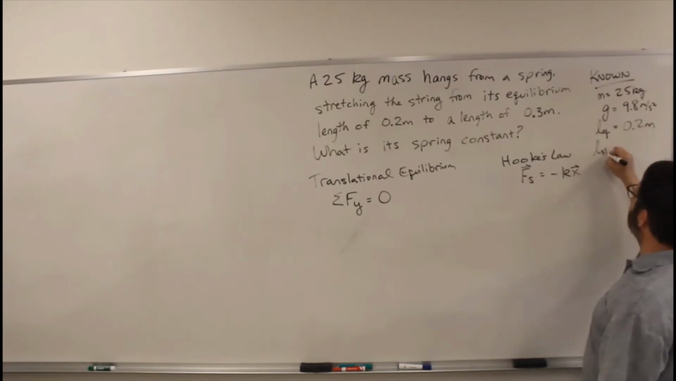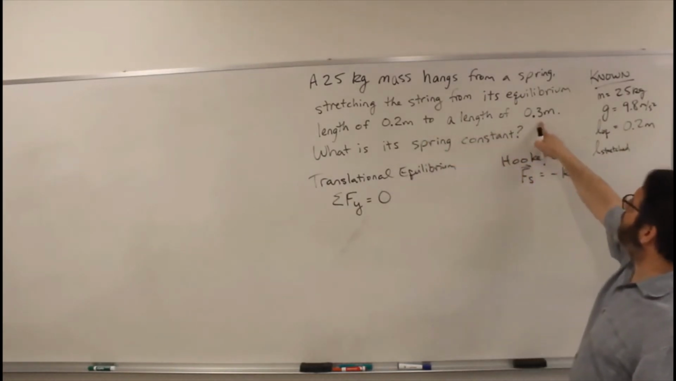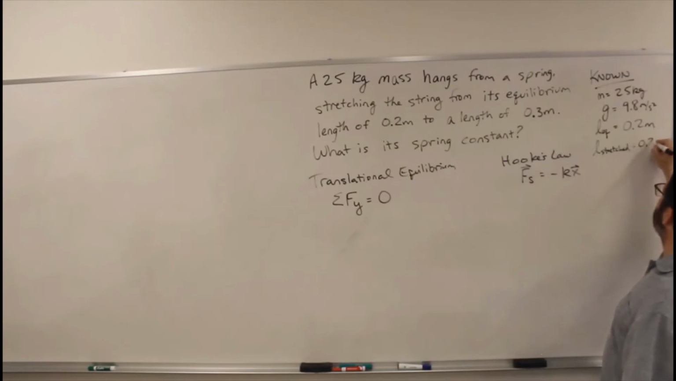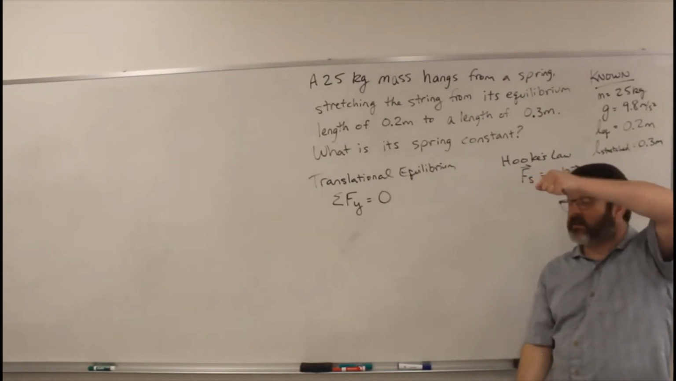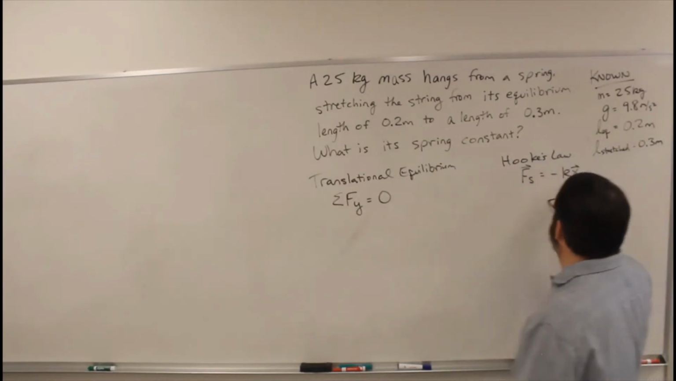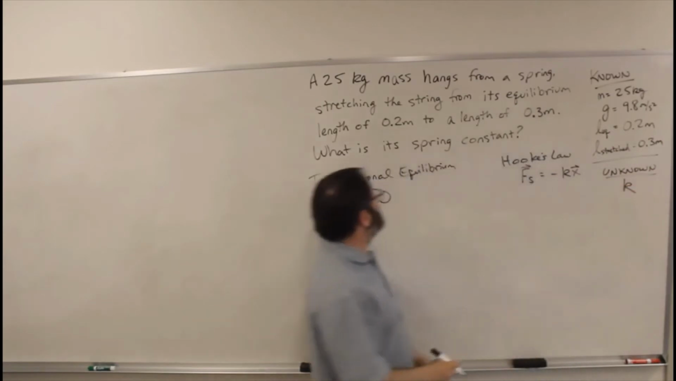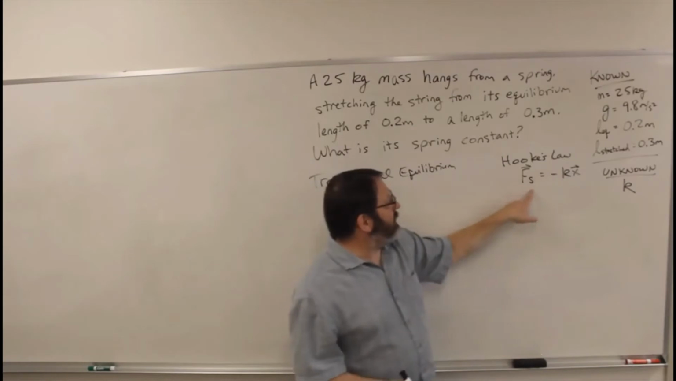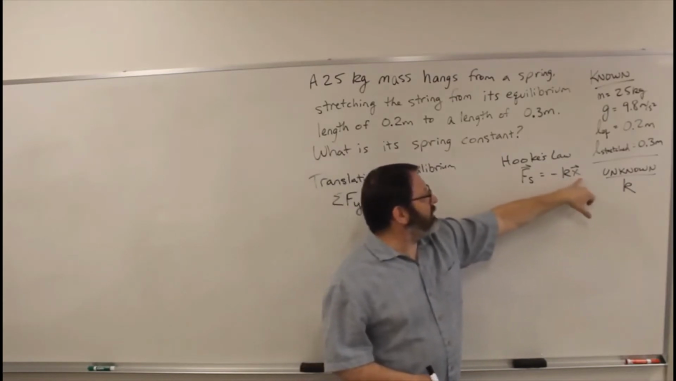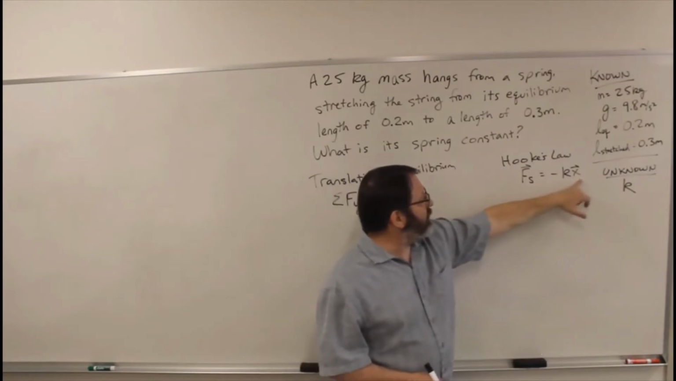And then the length stretched, it says it's stretched to a length of 0.3 meters. So it starts out 0.2, you hang something on it, and it goes to 0.3. All right. Unknown, the thing we're looking for is k, the spring constant. So we're going to need this, Fs equals minus Kx. Do we know either of these, F or x?